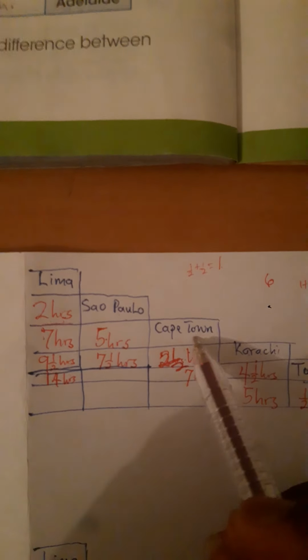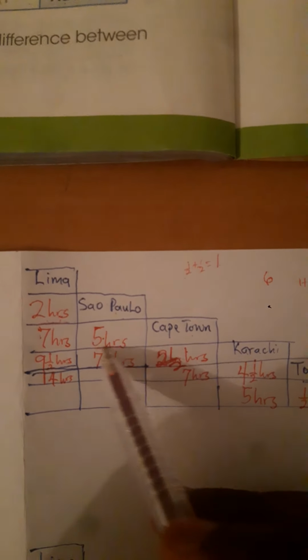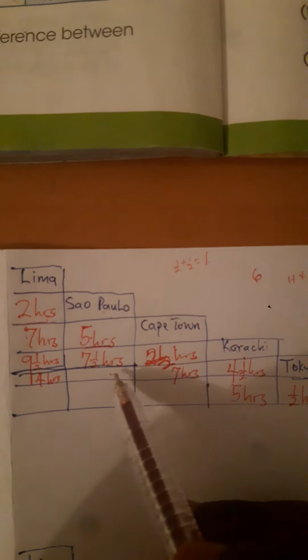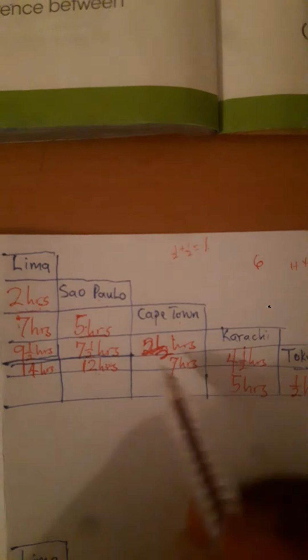Okay. Now let's continue. Now same thing is applicable to these two cities. If you want to come from Sao Paulo to Cape Town, the time difference must be 5 hours. Now check. If you minus 7.5 from 2.5, you have 5. Now who can tell me what number will be here? You can do that by saying 5 hours plus this will give you 12. So this is 12 hours. You know why? If you minus 12 hours minus 7 hours, you must have the time difference, which is 5 hours.